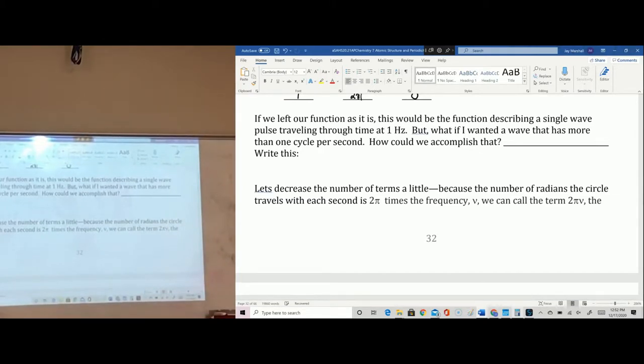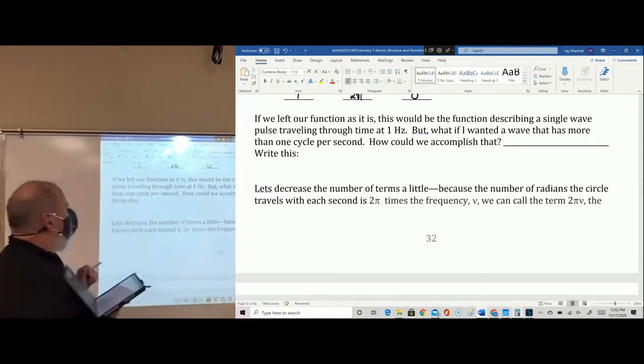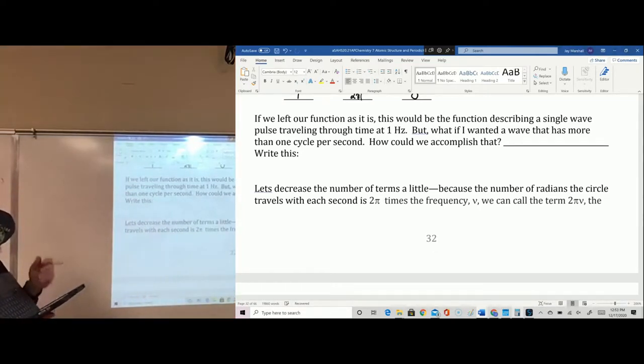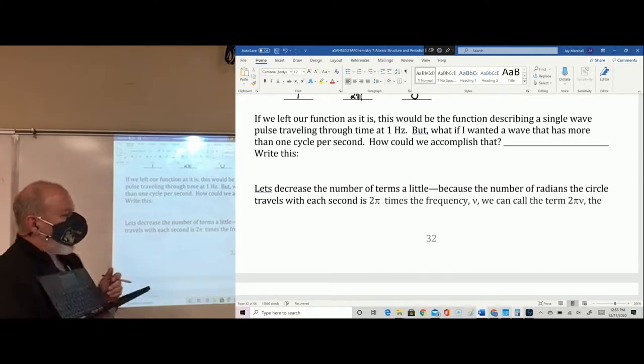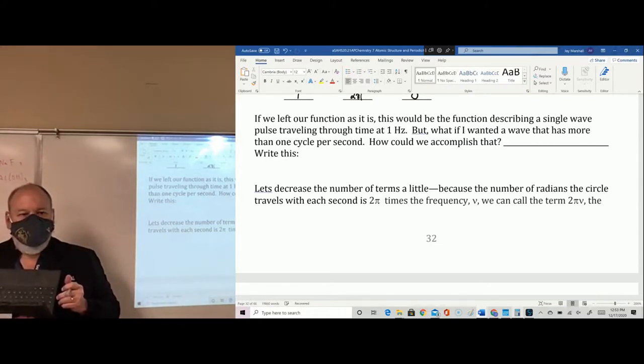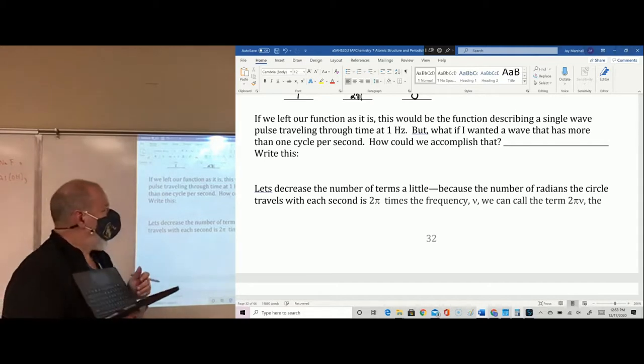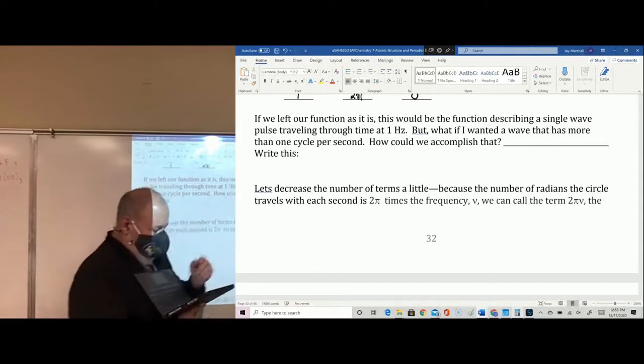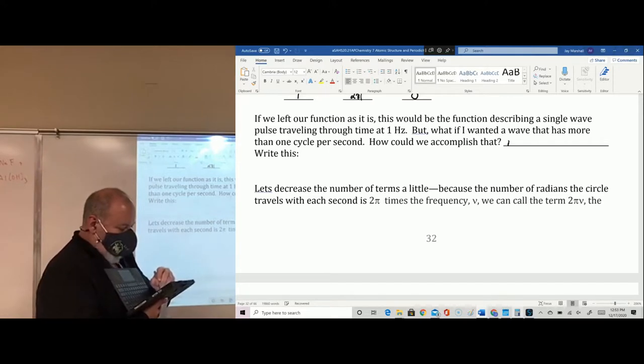But what do I do if I have a wave, or I want a wave that has more than 1 cycle per second? How might we accomplish that? What's the number of cycles per second called? Huh? No, not the wavelength. Frequency. Frequency, okay? So maybe I could multiply by frequency.